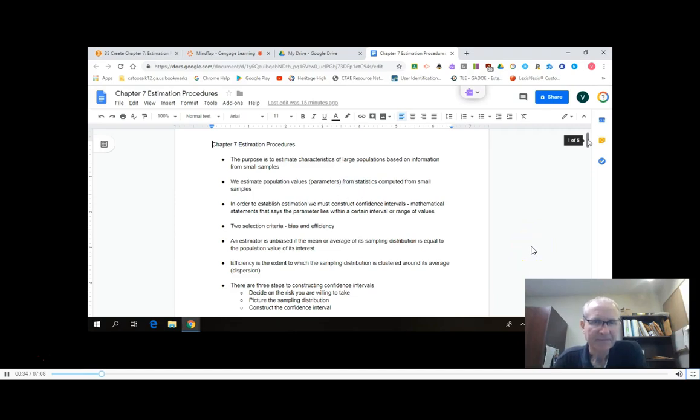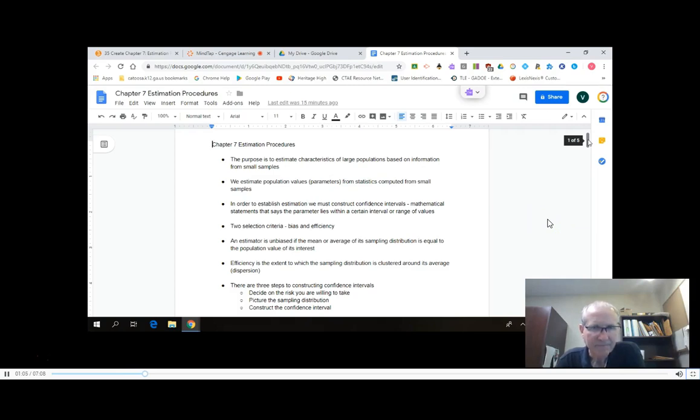We estimate population values or parameters from statistics computed from small samples and apply those to the larger population. In order to establish estimation, we have to construct confidence intervals, which are mathematical statements that say the parameter lies within a certain interval or range of values. We use a couple of criteria to select that, bias and efficiency. As far as bias, an estimator is unbiased if the mean or average of its sampling distribution is equal to the population value of interest. So we're looking at the average there.